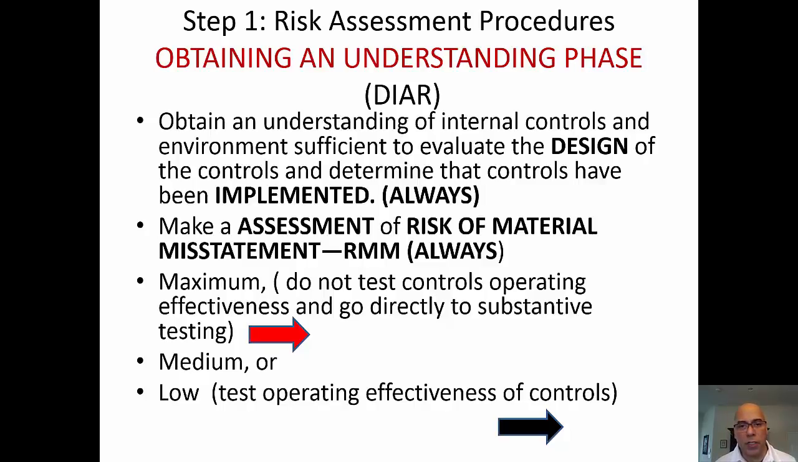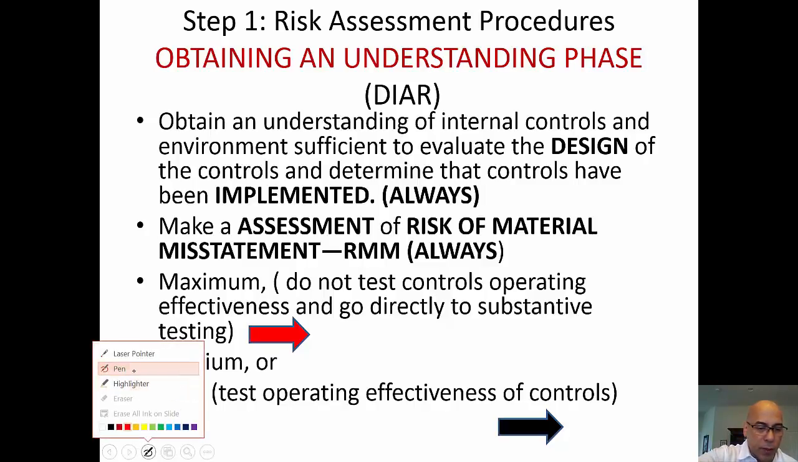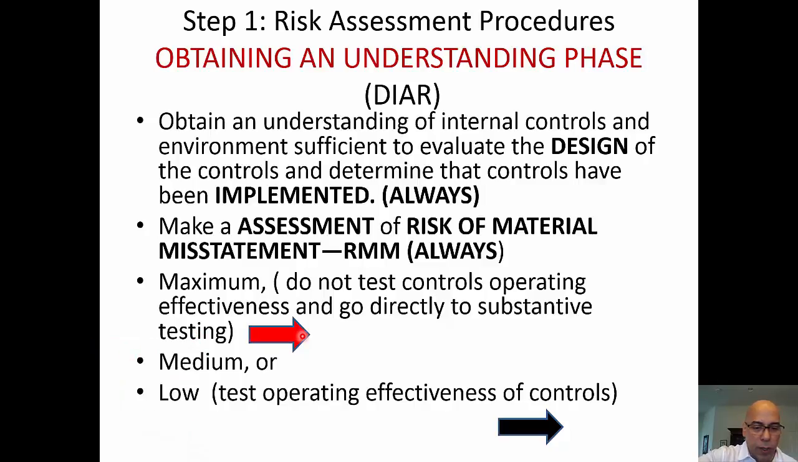If the auditor makes the assessment of risk of material misstatement at the maximum, we're going to follow this red arrow on to the next page. If the auditor makes the assessment of risk of material misstatement at less than the maximum, then we will go ahead and follow the black arrow onto the next page. I'm going to see if my pointer is going to allow me to show you: red arrow here, obviously black arrow here, okay?